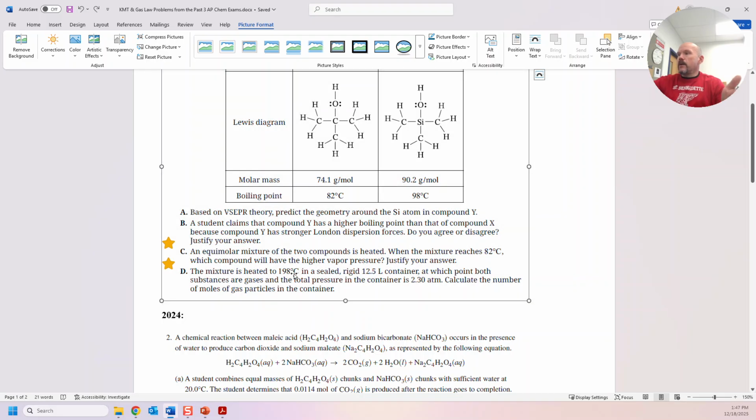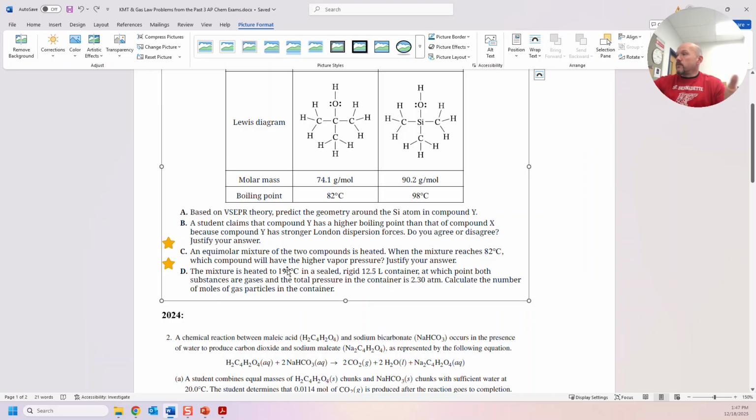was they heated it up to 198 degrees Celsius, well above the boiling points of both. So all of the molecules are going to vaporize. We're in a sealed rigid container at 12.5 liters, and we're given the total pressure, and it just says calculate the number of moles of gas particles. So all we have to do is plug into the ideal gas law, solve for n.